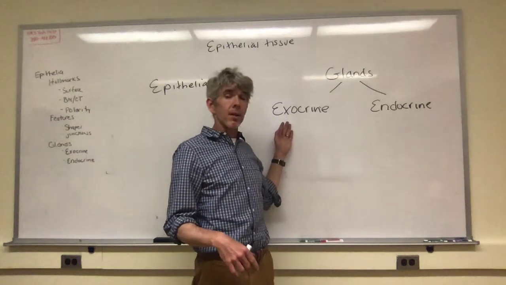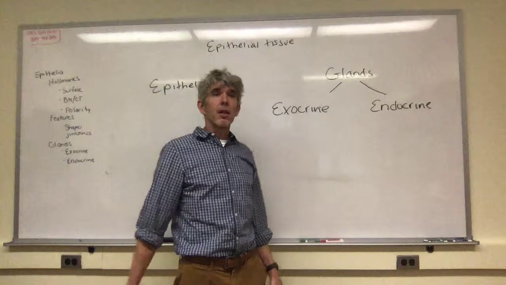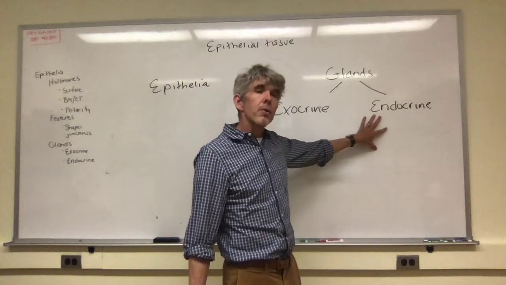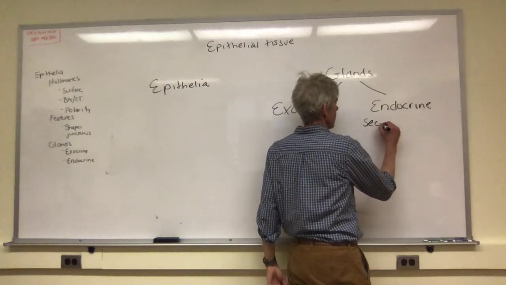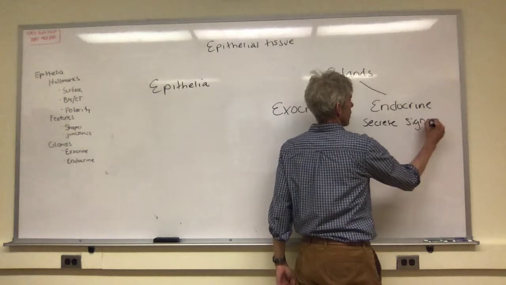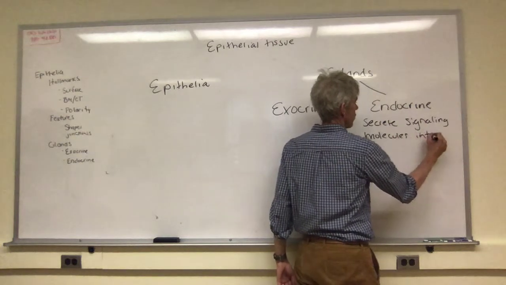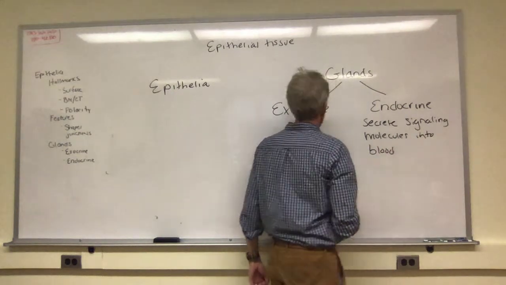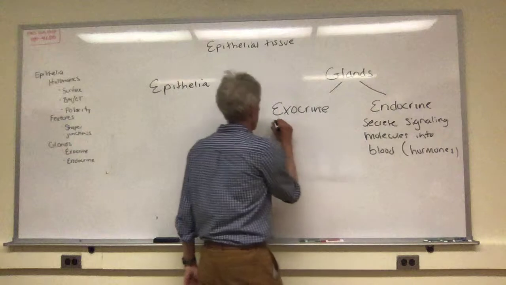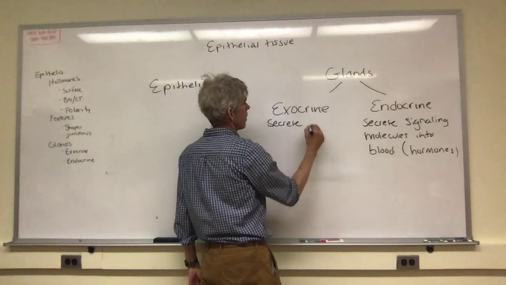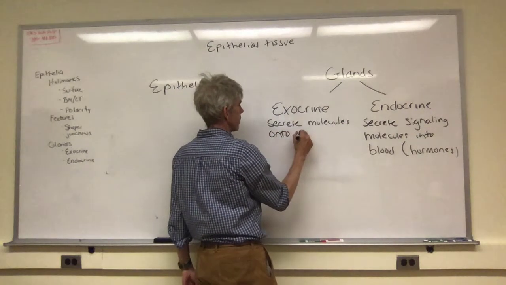So exocrine glands are not secreting signaling molecules. Endocrine glands are secreting signaling molecules, and the signaling molecules that are secreted into the blood have a very specific name, called hormones, right? So endocrine glands secrete signaling molecules into blood, and these are called hormones. Exocrine glands secrete molecules onto a surface.